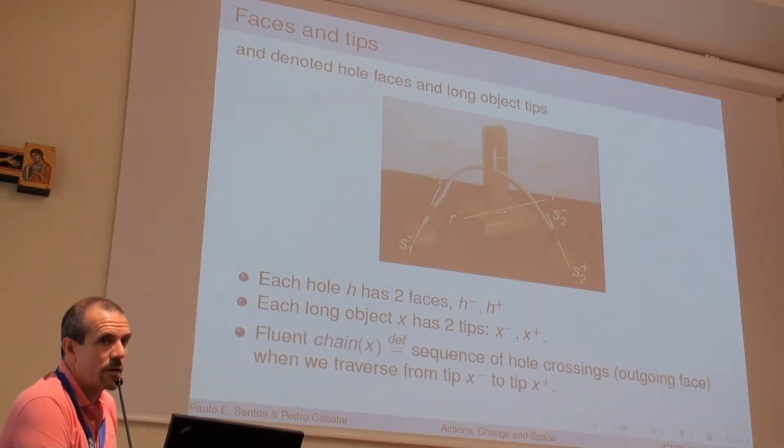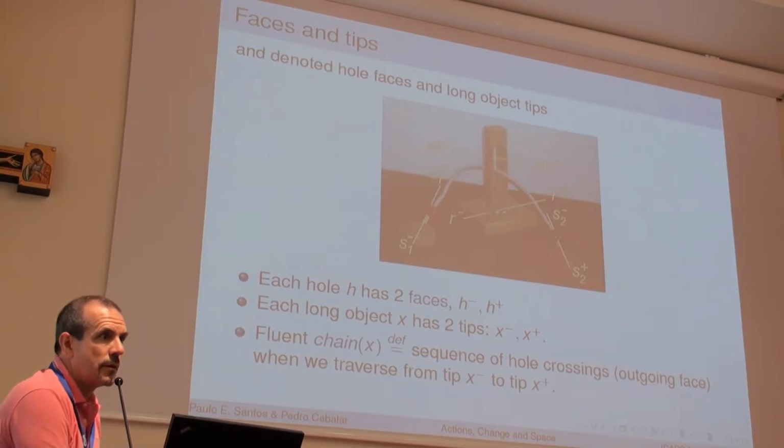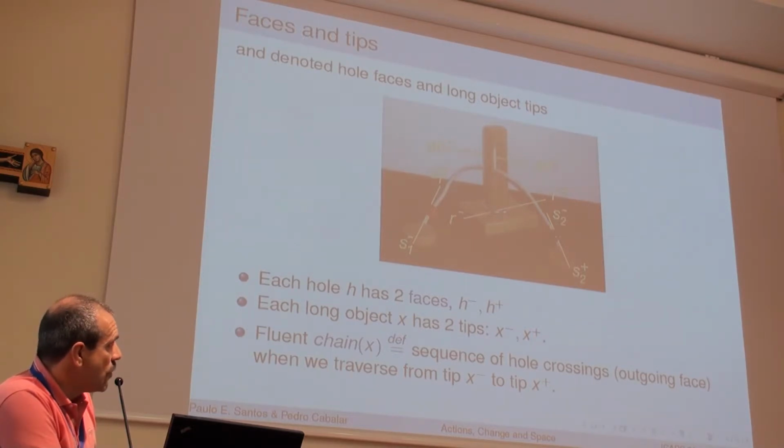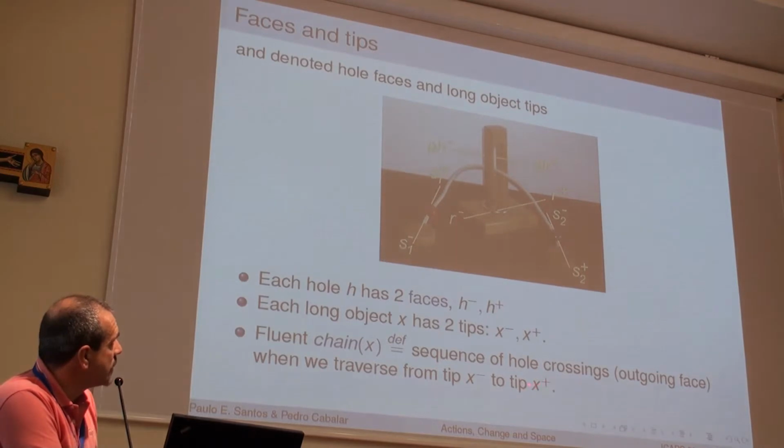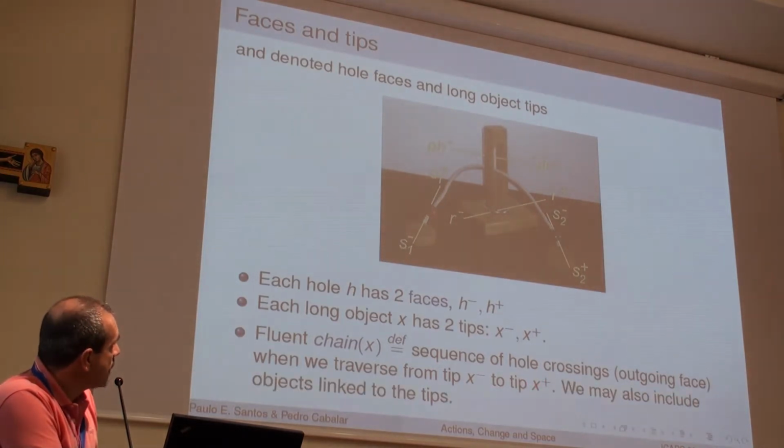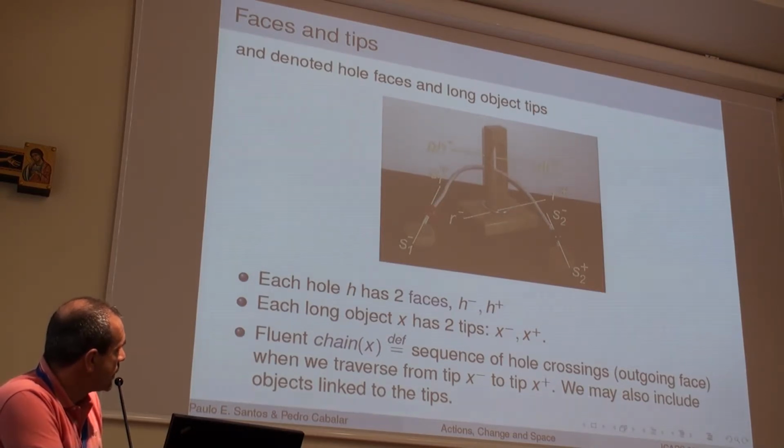And the main structure we used was this list-based fluent. It's a fluent which is a list that describes all the hole crossings you have when going from the negative to the positive tip. So for instance here, we would go through this hole, then through this other hole, and then through this other hole.